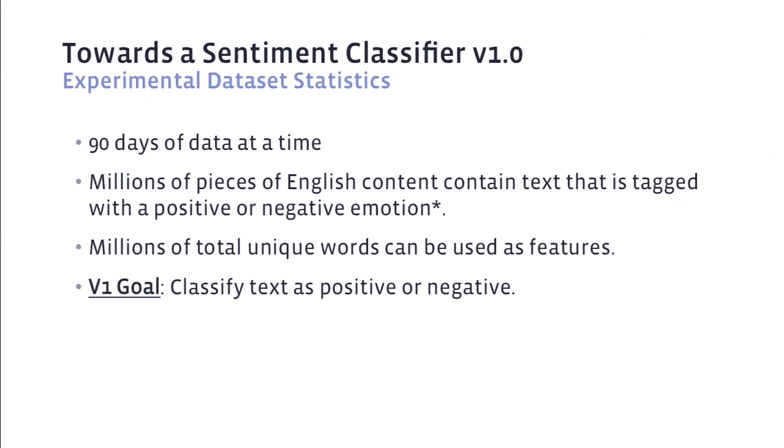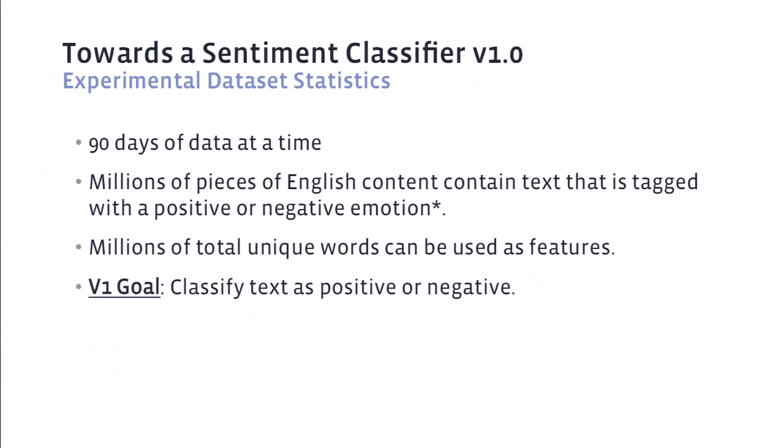So for our experiments, some of the description of our data set is that we worked with 90 days of data at a time, and we have millions of pieces of English content that contain text tagged with a positive or negative emotion. For now, we're ignoring the nonpolar emotions. We're only going to do positive or negative. And millions of total unique words can be used as features.